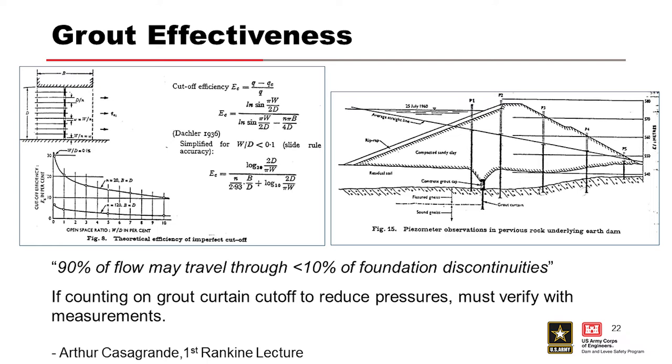If you're going to count on a grout curtain to cut off or reduce pressures, you have to verify that with measurements. On the right, you can see there was no real pressure drop across the cutoff trench grout curtain in this illustration. The pressure gradient is pretty much a straight line between upstream and downstream piezometer measurements. That's mainly because the grout probably only travels through 10% of the rock mass, because it wants to go where most of the flow is, and it also radiates out in a three-dimensional manner, so it may not go in every single crack or discontinuity in the rock. So you don't achieve full cutoff.